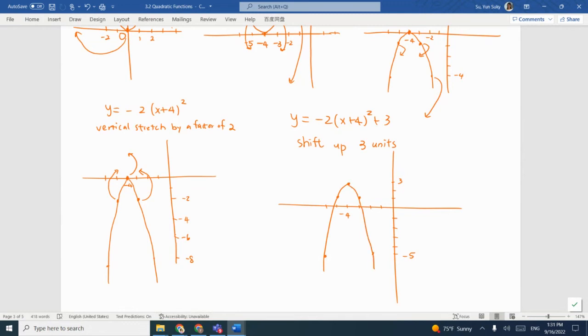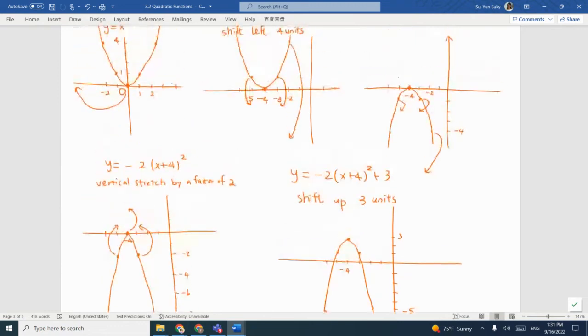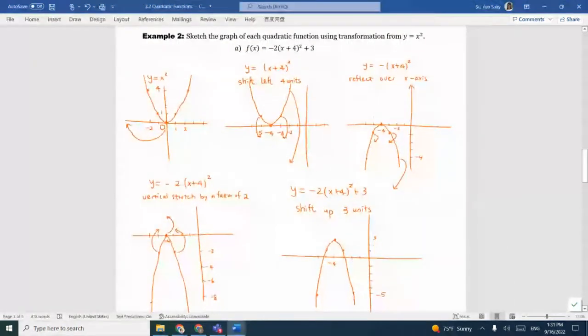So in your exam or your quiz, please label the important points. You don't need to label every point, but the important points, label them. Because I don't want to count for each student. We have 34 students. If I count the points, it will take a lot of time to do. So please label the important points. Okay, everybody? Yes. So this is how we transform from the parent function y equals x squared to this new one.